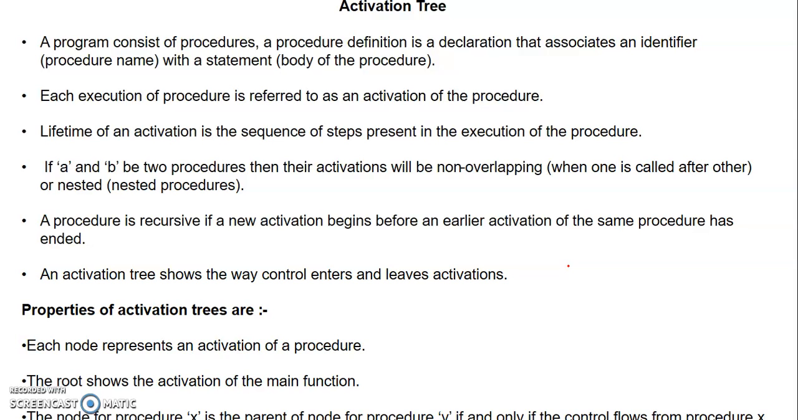So a procedure definition actually is a declaration that is associating an identifier with a statement. Means procedure name is associated with the body of the procedure, and whenever we execute a procedure, this results in an activation of the procedure. So we have the procedure name, the body of the procedure, but whenever we call that procedure in our program, an activation of the procedure is created.